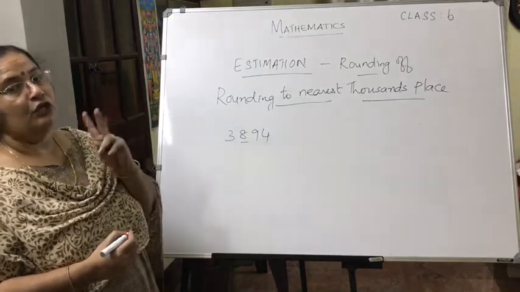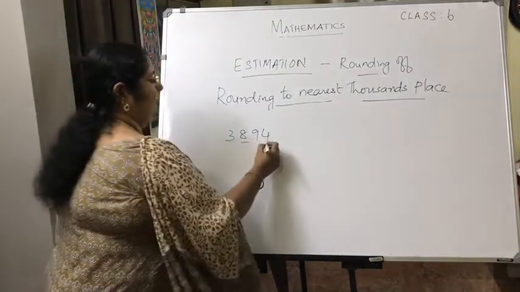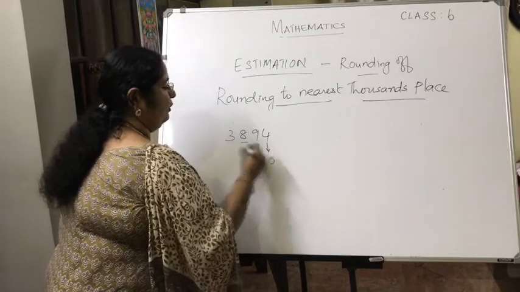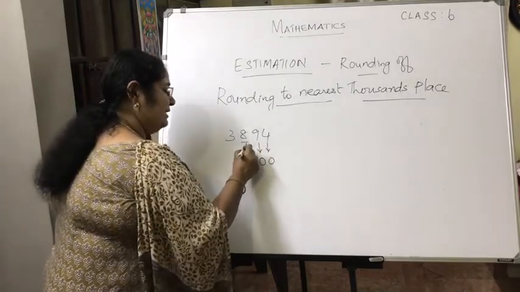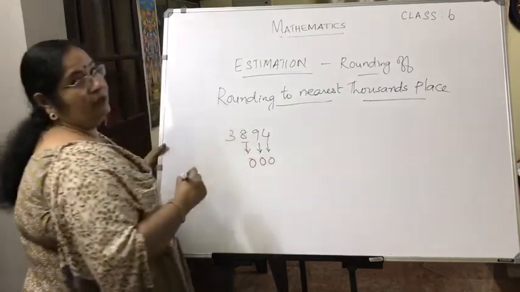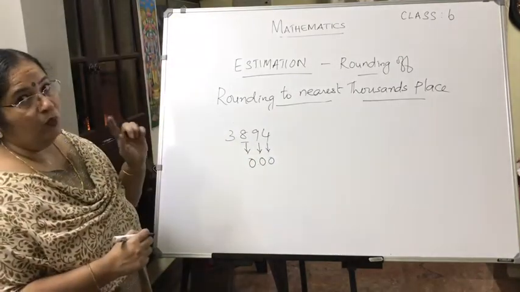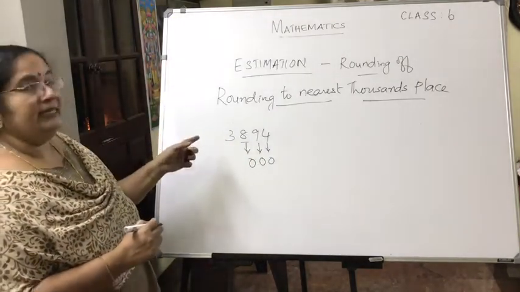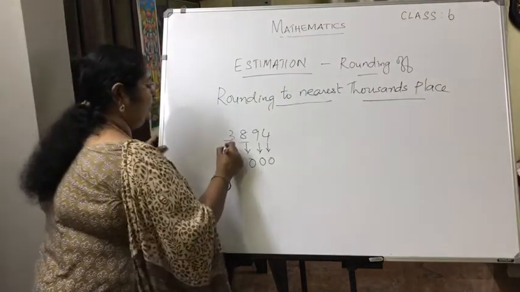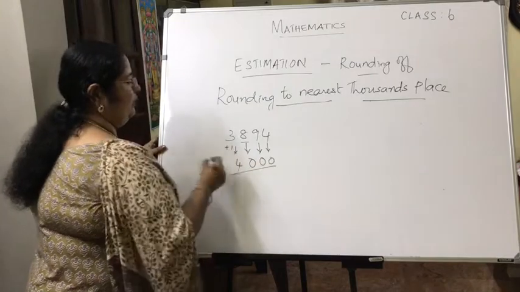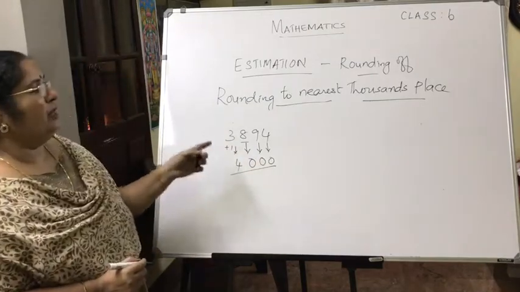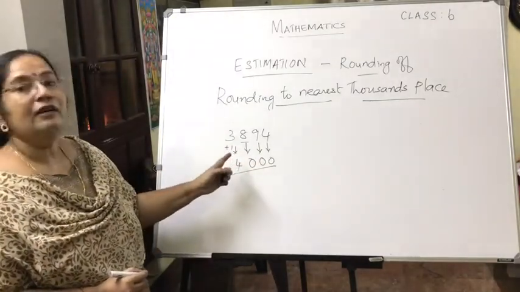Which group does it belong to? Second group. So what should you do? Ones place digit will be 0. Tens place digit will be 0. Hundreds place digit also will be 0. And add 1 to the digit in thousands place. So 3 plus 1 will become 4. So 3894 when rounded to the nearest thousands place is 4000.